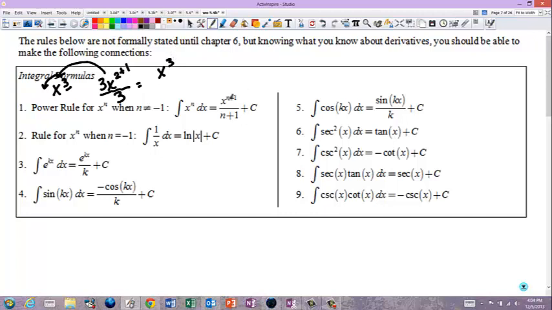So it's x to the n plus 1 over n plus 1, and we have to add a plus c because there's a constant. Because if you took the derivative of 3x squared plus 4, and you took the derivative of 3x squared plus 2, this is going to be 6x, and this will be 6x. Well, the constant, because we don't know what it was, we have to include it.